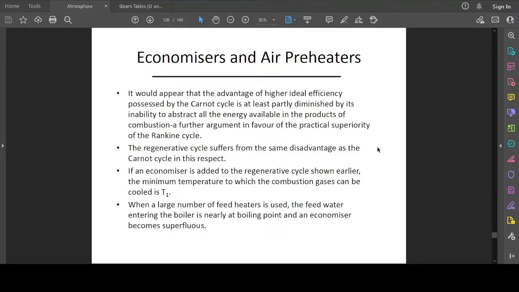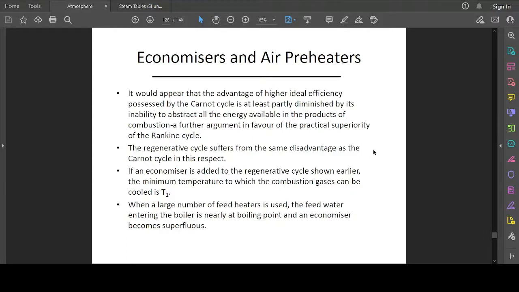Okay, so it would appear that the advantage of higher ideal efficiency possessed by the Carnot cycle is at least partly diminished by its inability to abstract all the energy available in the products of combustion, a further argument in favor of the practical superiority of the Rankine cycle. So the regenerative cycle suffers from the same disadvantages of the Carnot cycle in this respect.